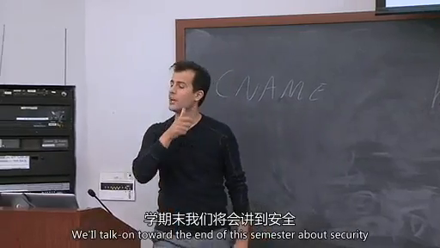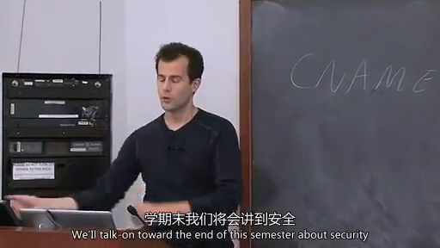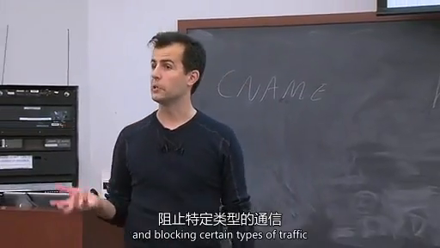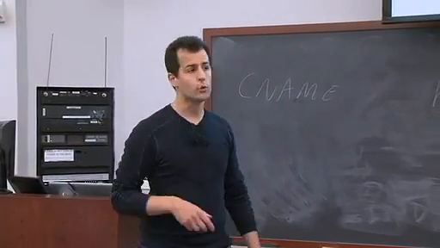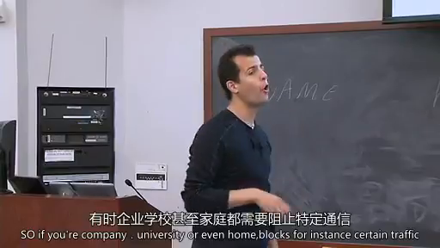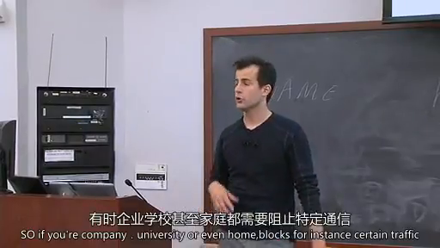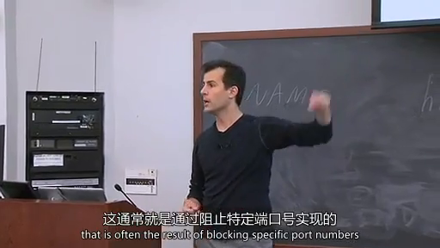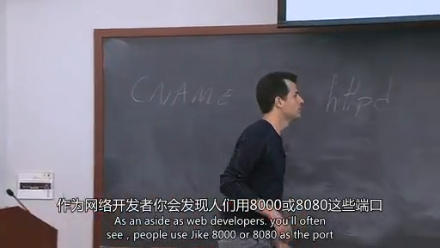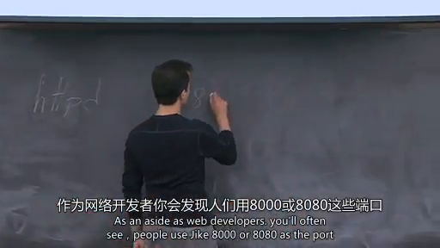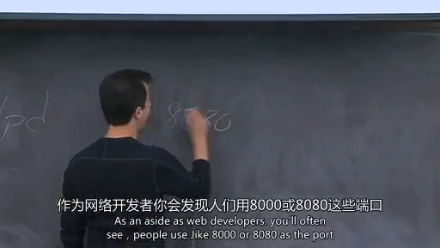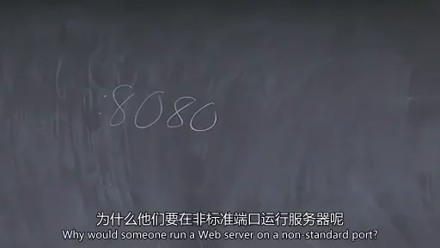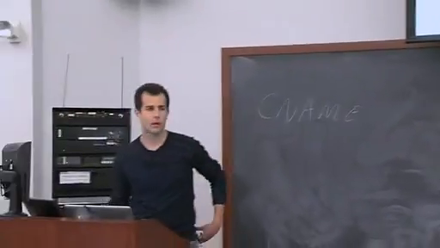We'll talk toward the tail end of the semester about security as well as throughout, but among the topics in security are certainly firewalling and blocking certain types of traffic. So if your company, university, or even home blocks, for instance, certain traffic, that is often the result of blocking specific port numbers. As an aside, as web developers, you'll often see people use like 8000 or 8080 as the port. Why would someone run a web server on a non-standard port, do you think?